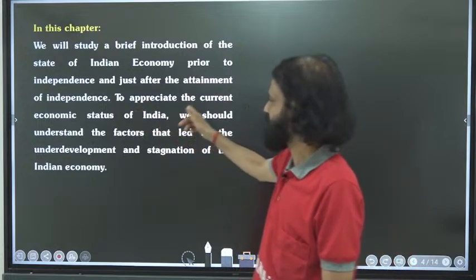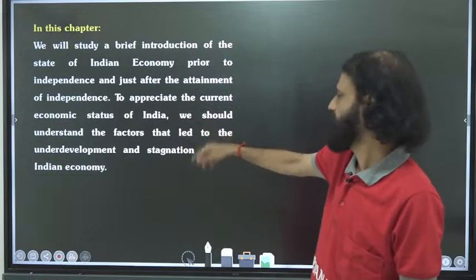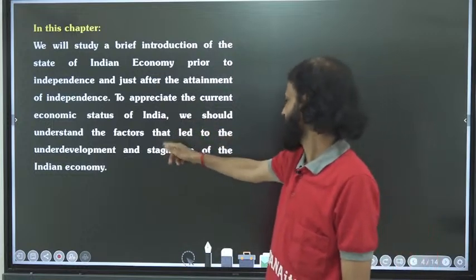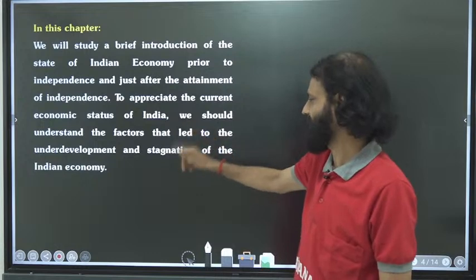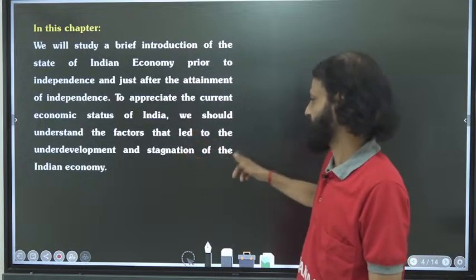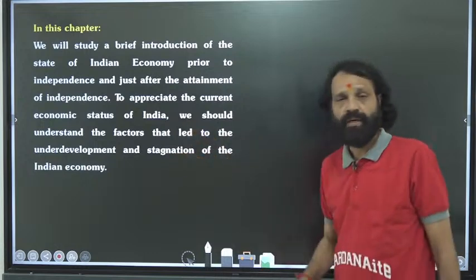To appreciate the current economic status of India, we should understand the factors that led to the underdevelopment and stagnation of the Indian economy.